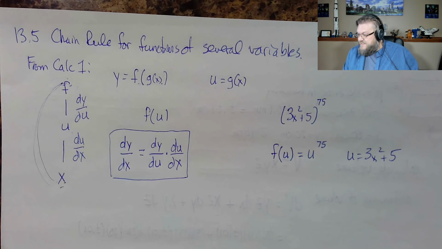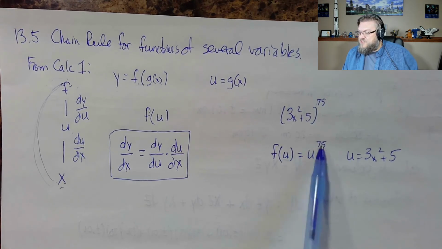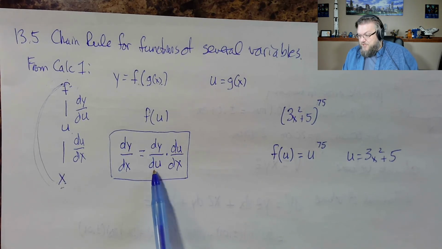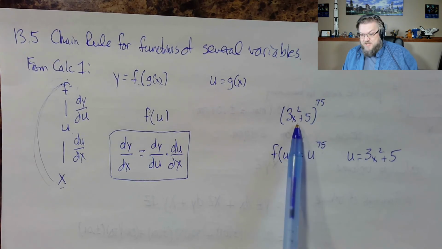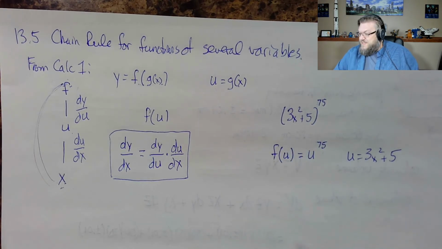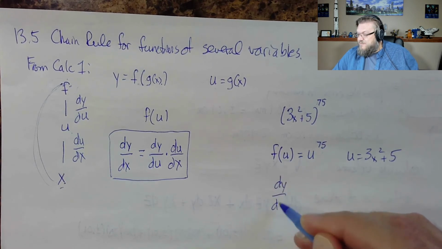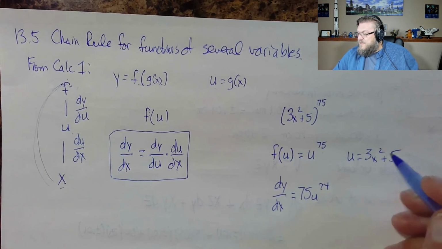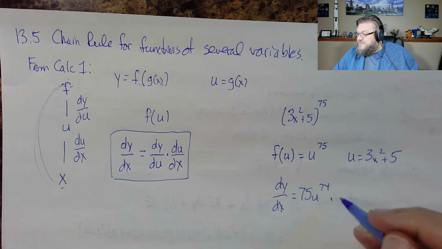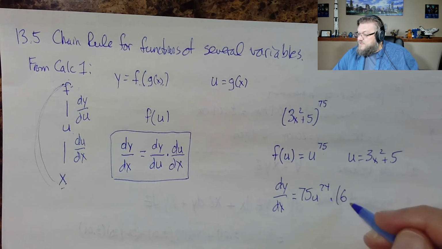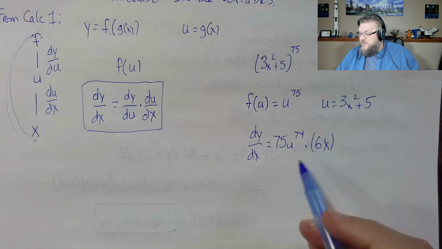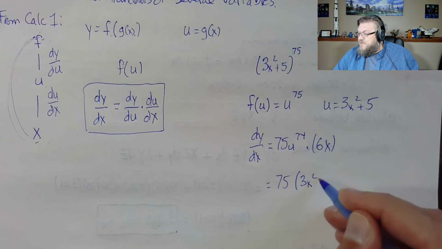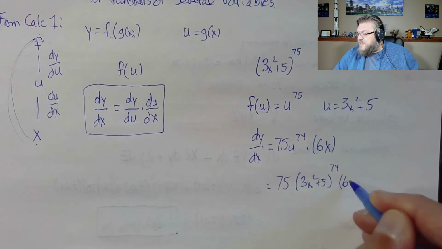And what this says is I take the derivative of this function with respect to u and then multiply by the derivative of the inside function. And so if I say the chain rule is dy dx equals the derivative of this with respect to u, which is 75 u to the 74, times the derivative of this with respect to x, that's going to be 6x. And then we know what u is equal to. u is just this stuff. So 75 times (3x squared plus 5) to the 74 times 6x.